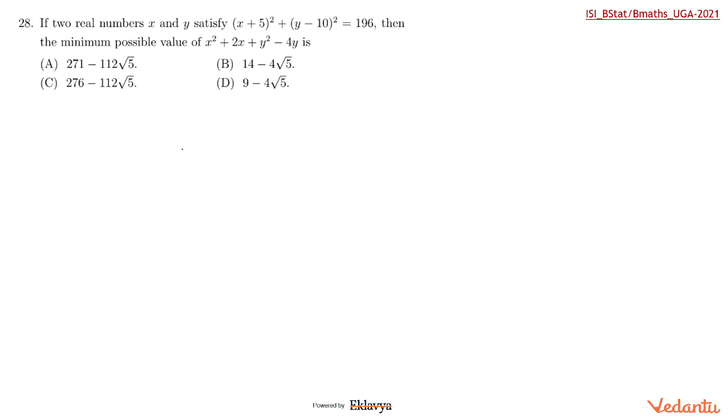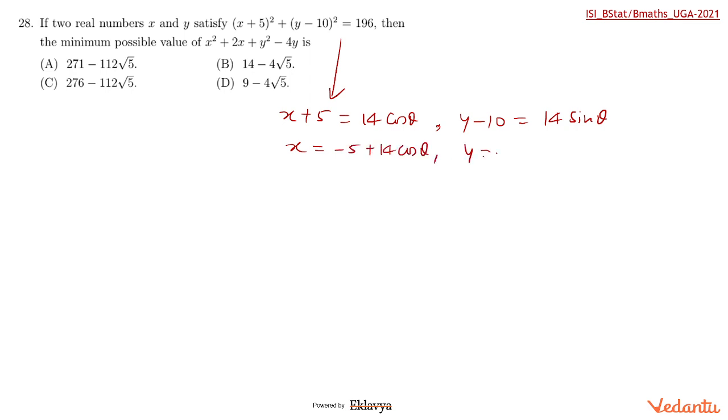Question number 28, if two real numbers x and y satisfy (x plus 5) whole square plus (y minus 10) whole square is equal to 196, the minimum possible value of x square plus 2x plus y square minus 4y is. So from this relation we can assume x plus 5 to be 14 cos theta, since 14 square is 196, from the idea of a circle, and y minus 10 we can take as 14 sin theta. So we will use this. So x is -5 plus 14 cos theta, y is 10 plus 14 sin theta.